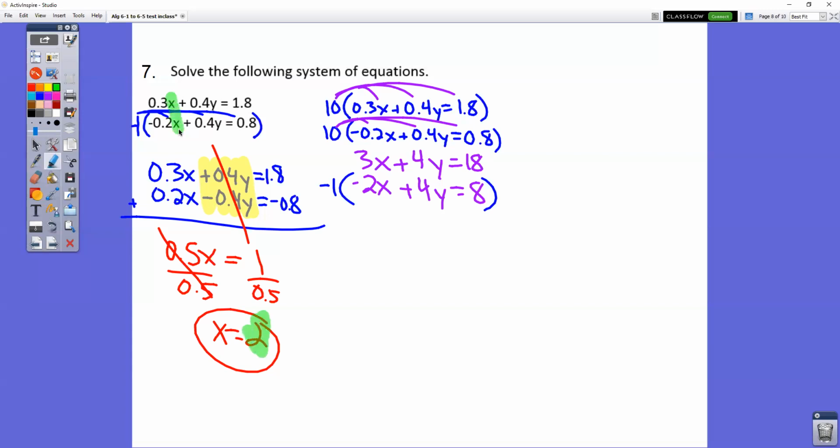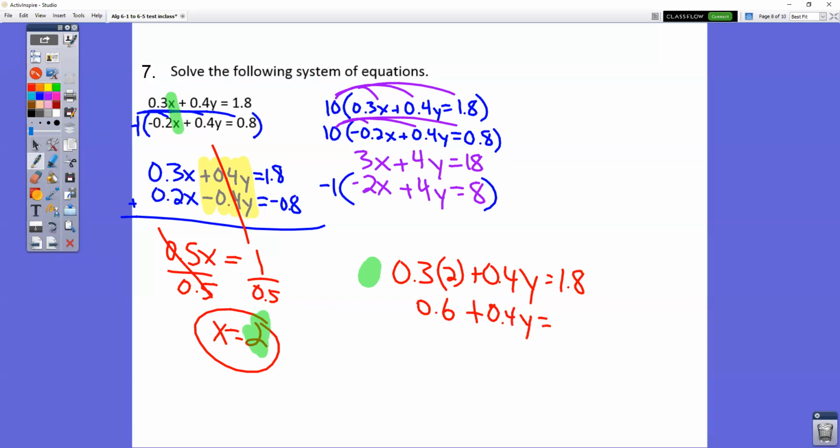I can now take this x equals 2 and sub it in. I can sub it into here or here for x. I'm going to sub it into that top equation. So I'm going to have 0.3 times 2 plus 0.4y equals 1.8. So I'm going to have 0.6 at the beginning. I'm going to subtract that 0.6 from both sides.